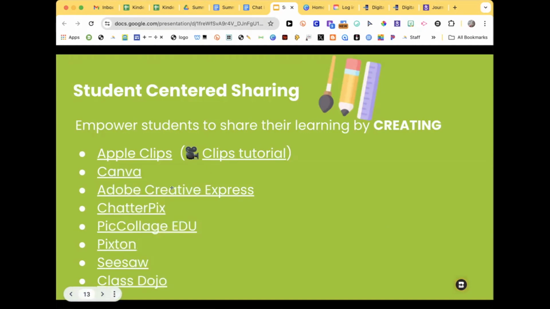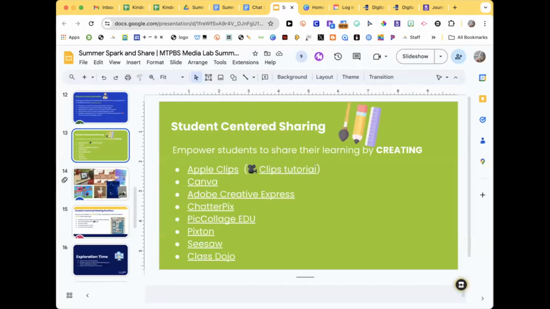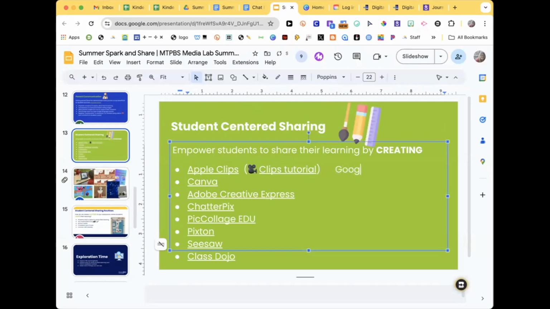I might add on here Google Sites. I like that idea, we'll add that on here. We'd really like to just give you some time to explore. These are some ideas. So I'm on, what slide am I on? 13. So if you have the presentation in front of you, I'm on slide number 13. I think all of the links to these tools were dropped into the chat box as well. But these are just some ideas.